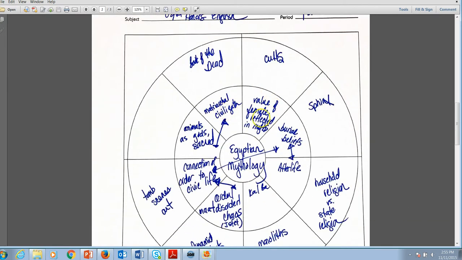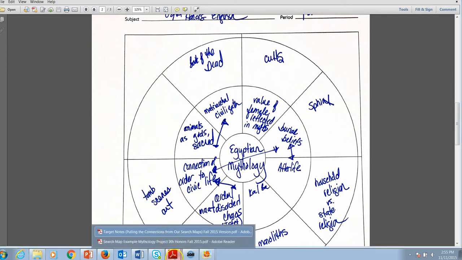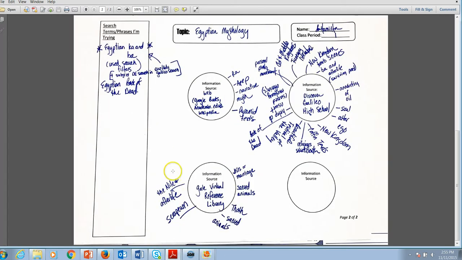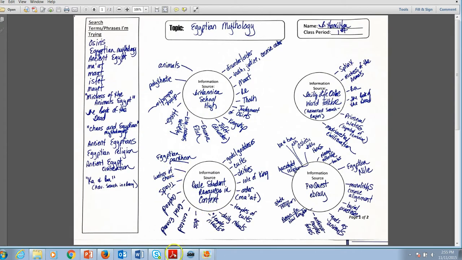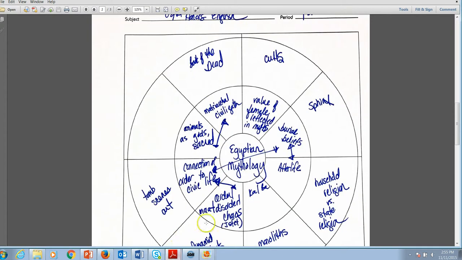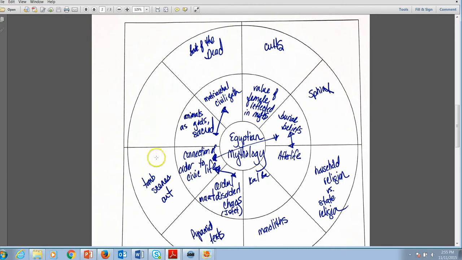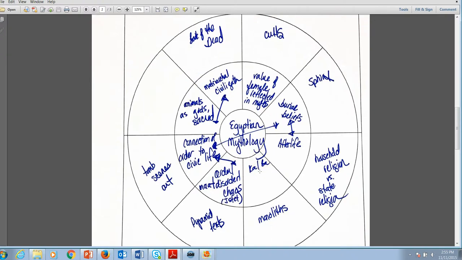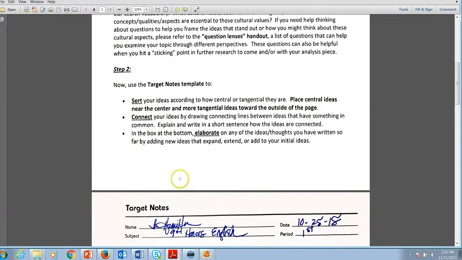So again, I went through my search map that I had created. You can see it here. And the things that were most important happened here in this inner circle. The information or ideas that I collected that seemed to be less important go in this outer circle. Okay, so that's the first step.